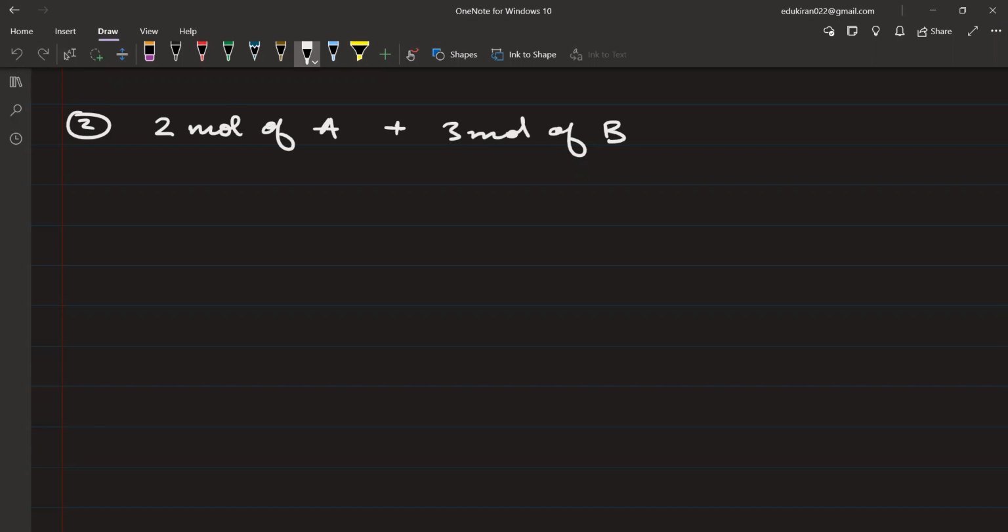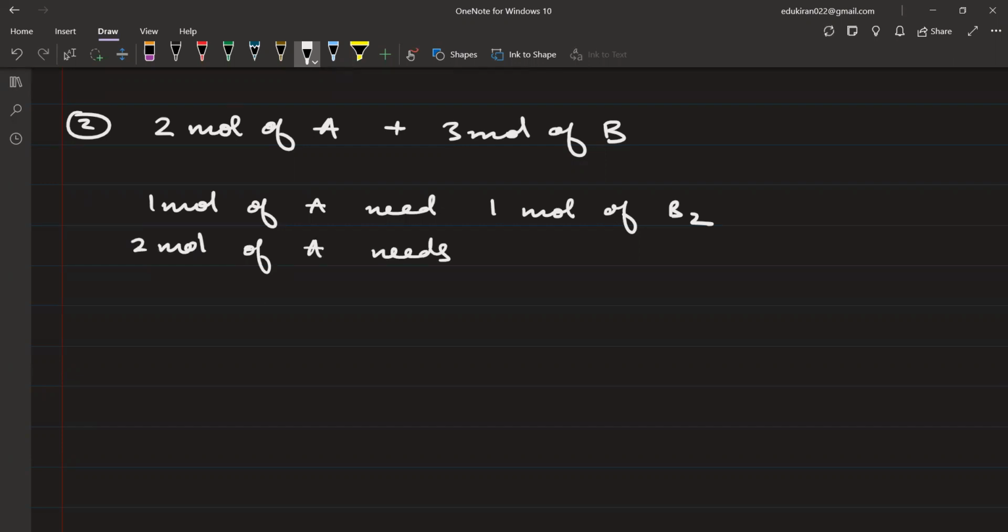So in this case, what is the first statement? 1 mole of A needs 1 mole of B2, right? One mole of A needs 1 mole of B2. Now here you tell me, 2 mole of A needs how many mole of B2? Please tell me, guys. 2.